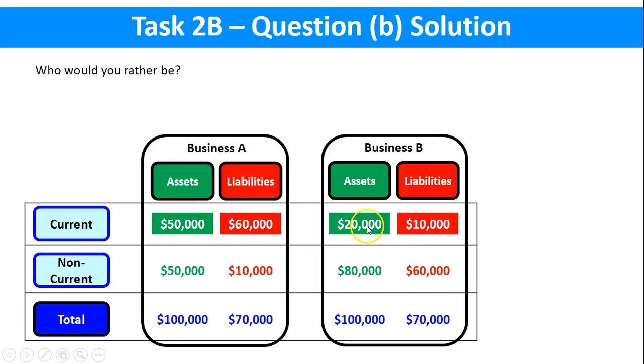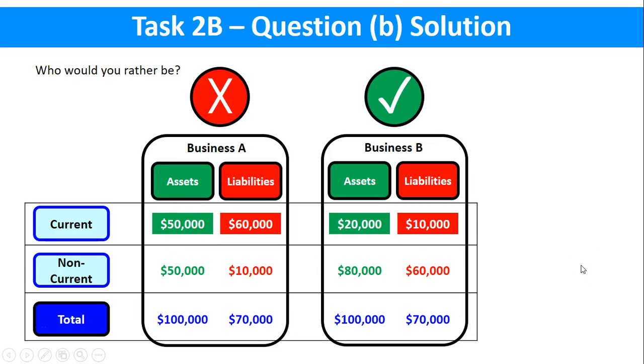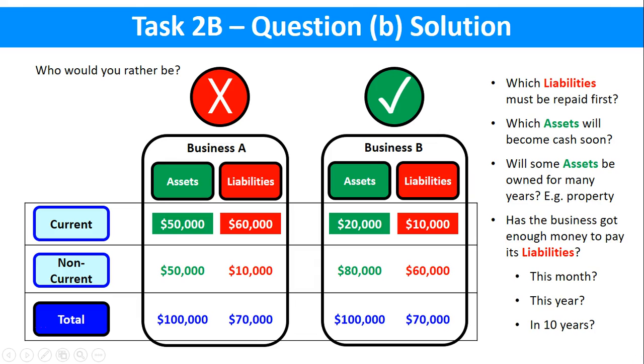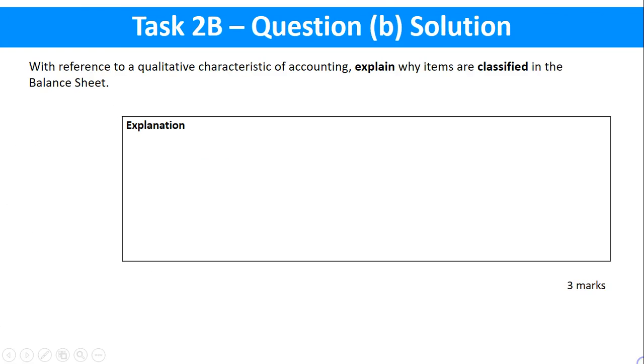It doesn't have as many current assets as A, but it's actually got double the amount of current assets to its current liabilities. It shouldn't have any trouble paying back these debts. Business A, on the other hand, does have more current assets, but it's got more current liabilities than assets. So there's going to be an issue at some point. How are all these going to get paid if we don't have enough current assets? So what we do is we classify balance sheets so we can figure out that in this case, we'd much rather be business B. And the reason is we can answer all those questions we posed before. And that's why we classify items in the balance sheet.